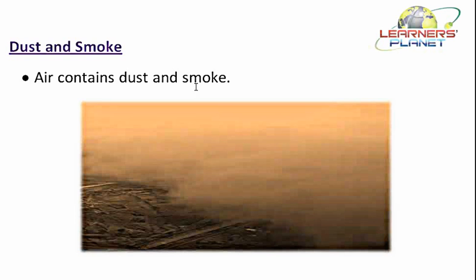Well, the smoke which is released by industries, factories, vehicles and many other ways mixes with the air. It enters the atmosphere. So these are some ways of how dust and smoke enter the atmosphere. Right? So that was all about the composition of air.